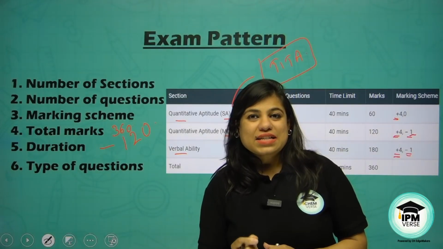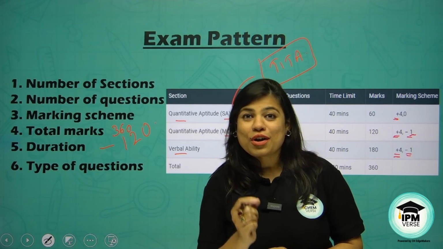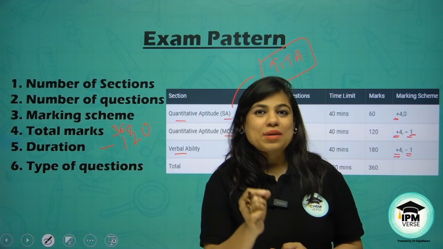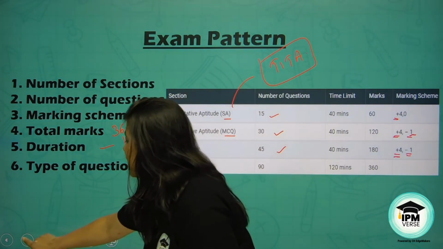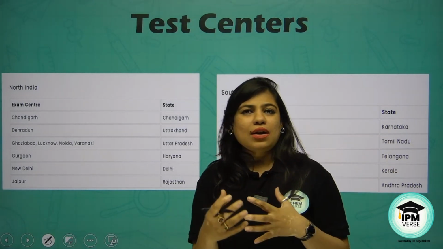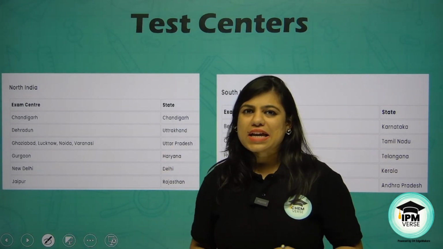IPMAT scores are accepted by IIM Indore, but not just IIM Indore. IPMAT Indore scores are accepted by other institutes as well. Let's see which are the other institutes which accept IPMAT Indore's scores. So we have IIM Indore, obviously, we have IIM Ranchi, we have TAPMI Manipal, Nirma University. All of these colleges and schools also accept IPMAT scores.